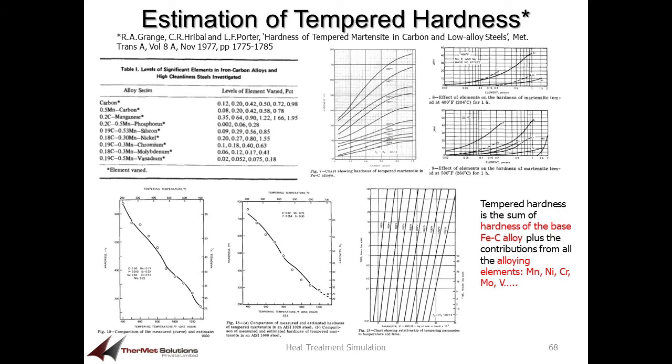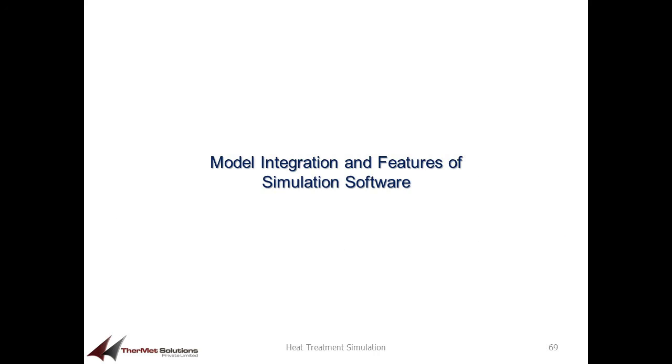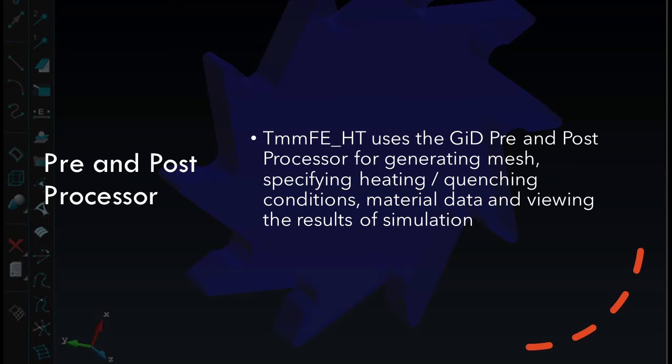The tempered hardness, where the tempering time and the tempering temperature both affect the final hardness, assuming we start with 100% martensite. The tempered hardness is the sum of hardness for the base iron carbon alloy plus the contributions from all the following elements like manganese, nickel, chromium, molybdenum, vanadium, etc. So model integration and features of simulation software, we will spend some time on it.